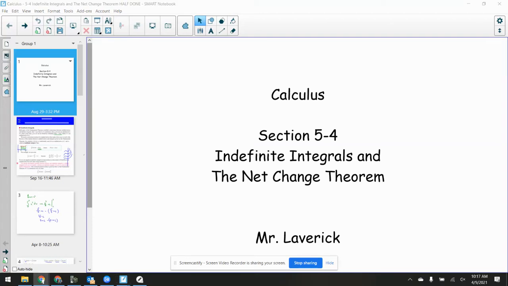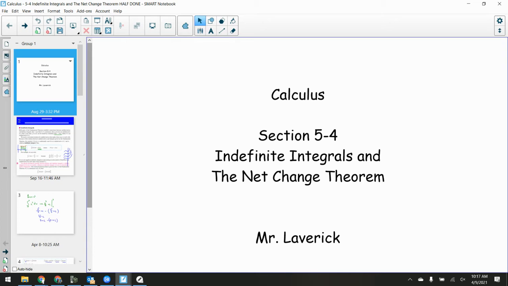And we're back. So this is day 2, section 5.4, indefinite integrals and the net change theorem. Just to recap what we talked about yesterday: what we're doing now is taking integrals from a concrete area, from a definite integral, to an indefinite integral.